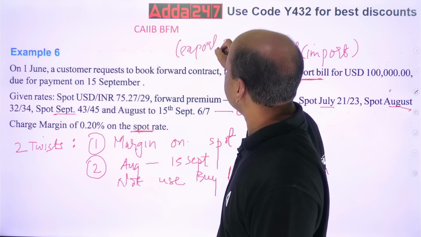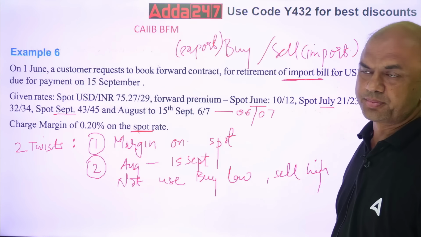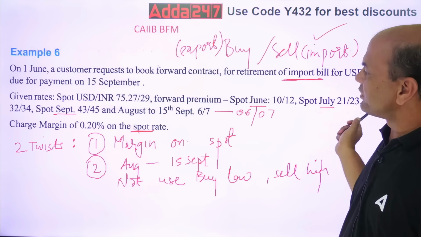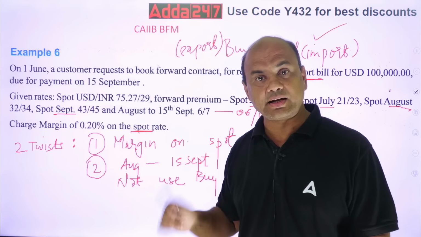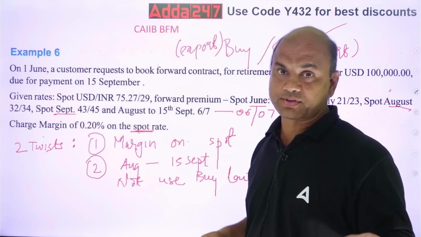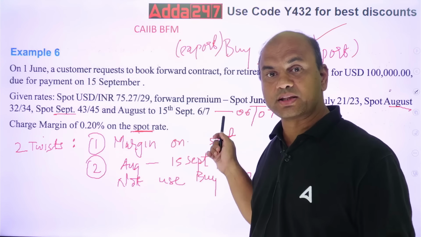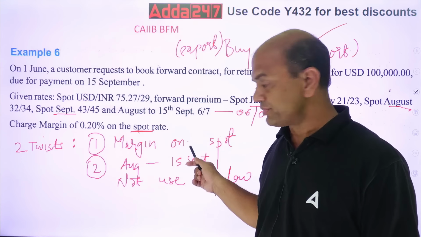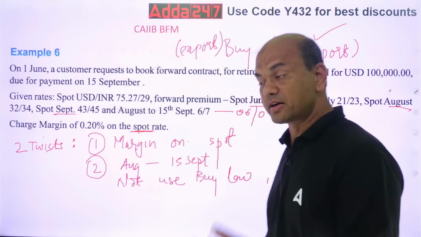So now we are focusing on import, so we'll be focusing on the sell part. Everywhere you'll have to look at the sell part: right side, right side, right side. No left side. So what are the 3 points which we should focus on? One is the right side. Second is margin on spot. Third is this August to 15 September. So let's start now and move ahead.